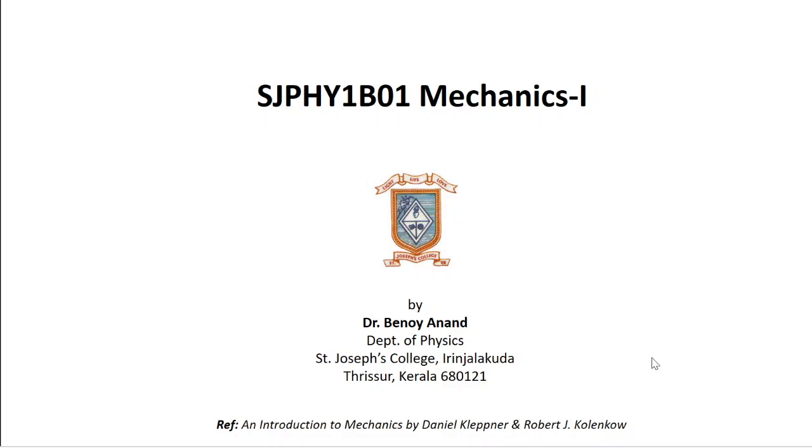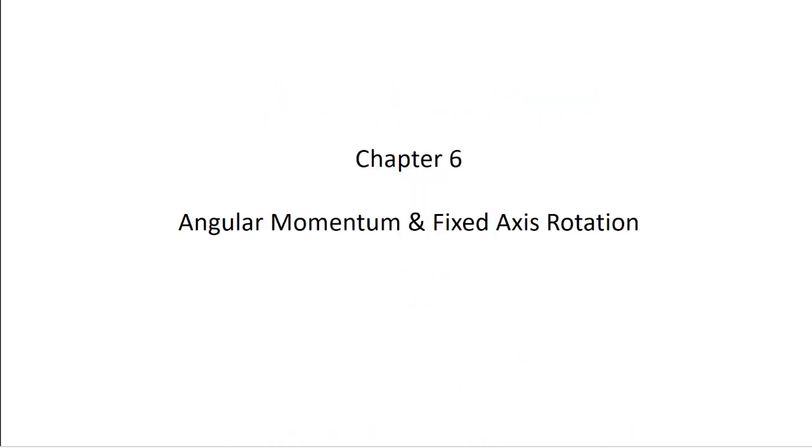SJPHY1B01 Mechanics 1. The contents of this course is taken from An Introduction to Mechanics by Kleppner and Kolenkow. We will continue to discuss topics from Chapter 6, Angular Momentum and Fixed Axis Rotation.